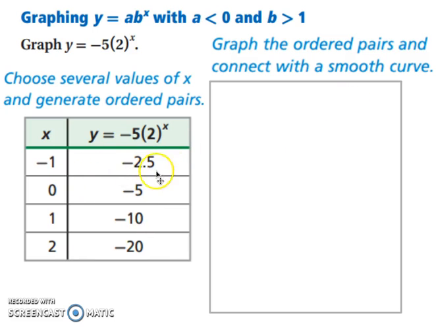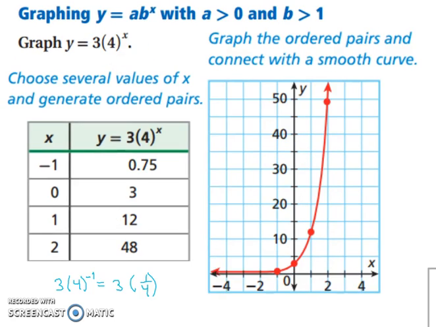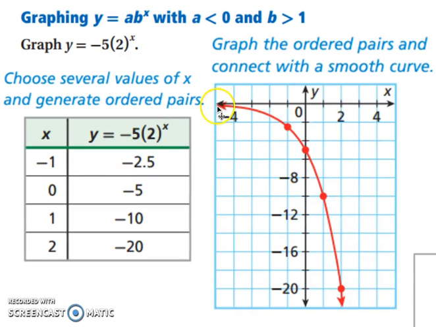So now that you have your table of values, you have your x and y values, we can plot those. And when we do, we end up with -1, -2.5, 0, -5, 1, -10, and 2, -20. And notice how the a value is negative, and it shows a decay. It's dropping off. It's decreasing rapidly. So when your a value is positive, it shoots up from left to right. When it's negative, it shoots down from left to right.